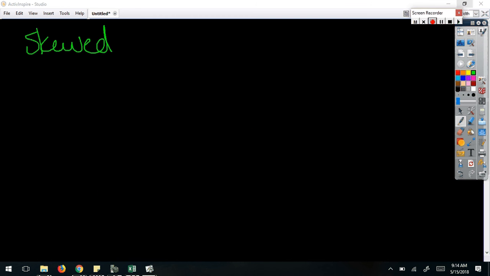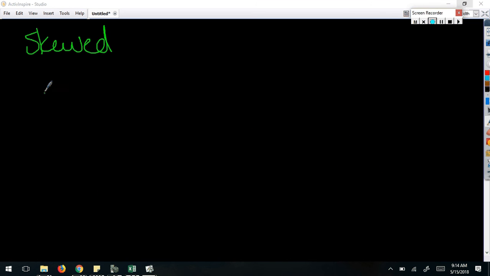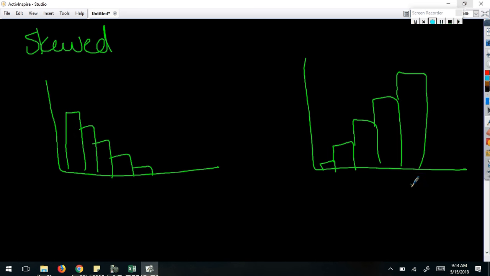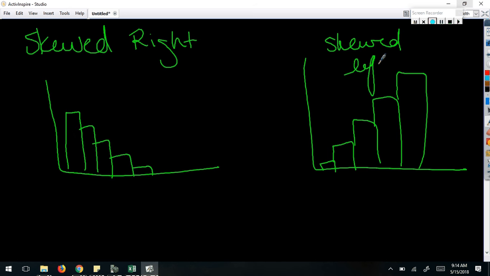Skewed is whenever I have a distribution that kind of tails off to one side. You can tail off to the left or to the right. The way in which it tails off is the way in which it is skewed. So this would be skewed right. This would be skewed left.